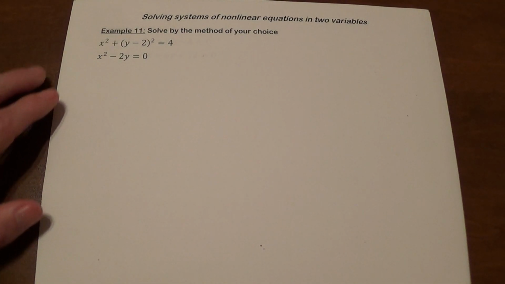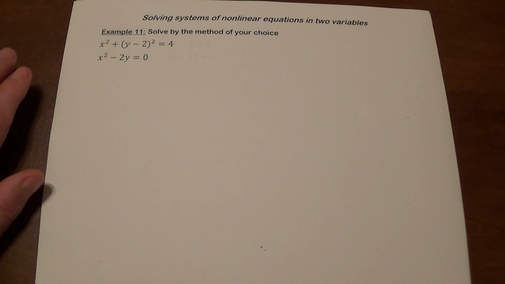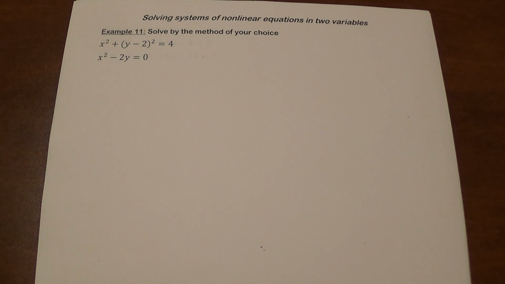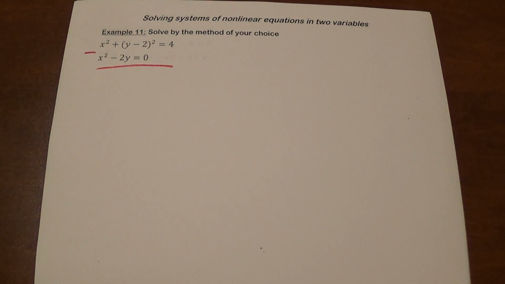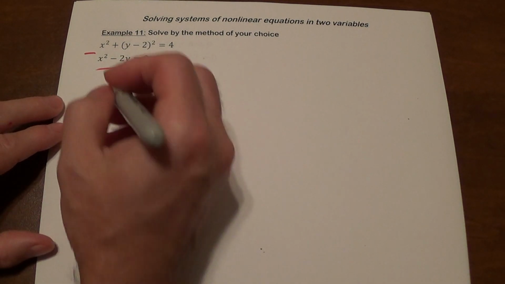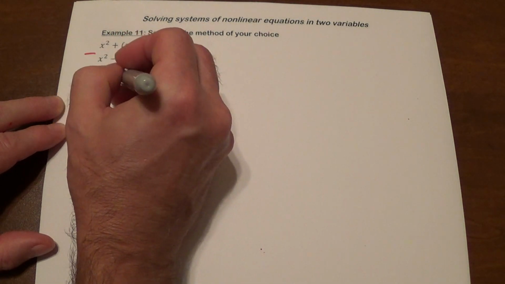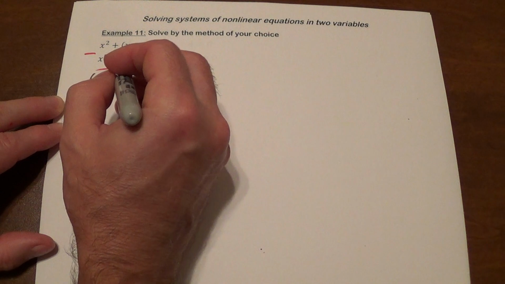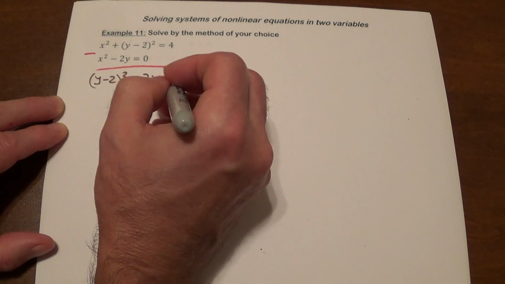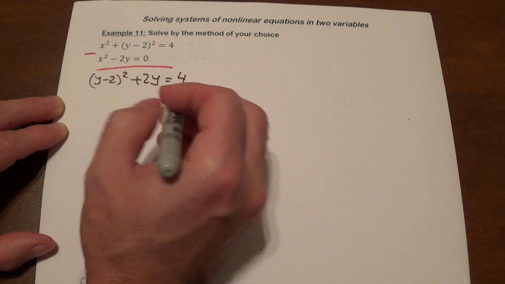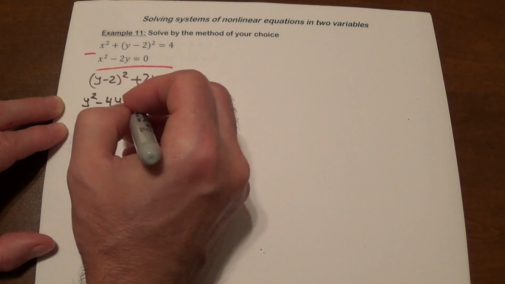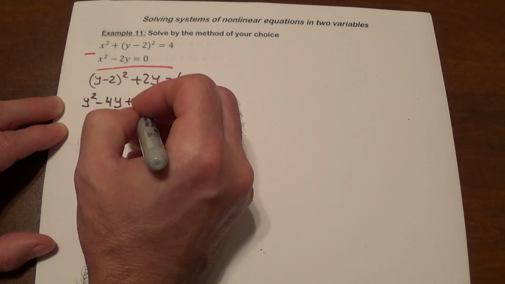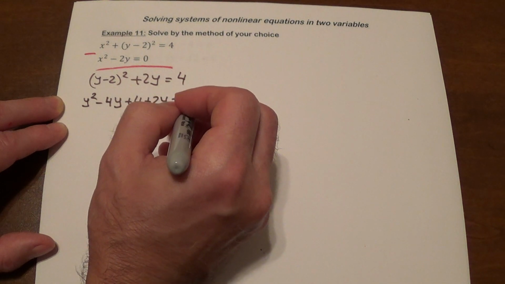Again, we're solving by a method of our choice. The best thing here would be to solve it by elimination to get rid of x squared. So what we do is subtract one equation from the other. So x squared is going to cancel. We're going to be left with (y minus 2) squared minus negative 2y, so plus 2y, equals 4 minus 0, which gives us 4. We need to expand this, so y squared minus 4y plus 4 plus 2y equals 4.